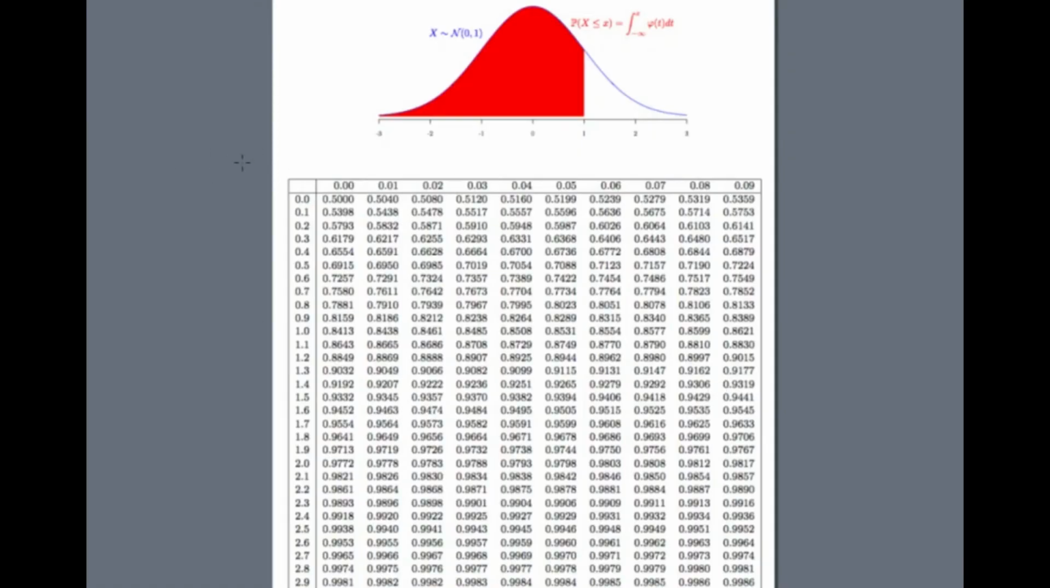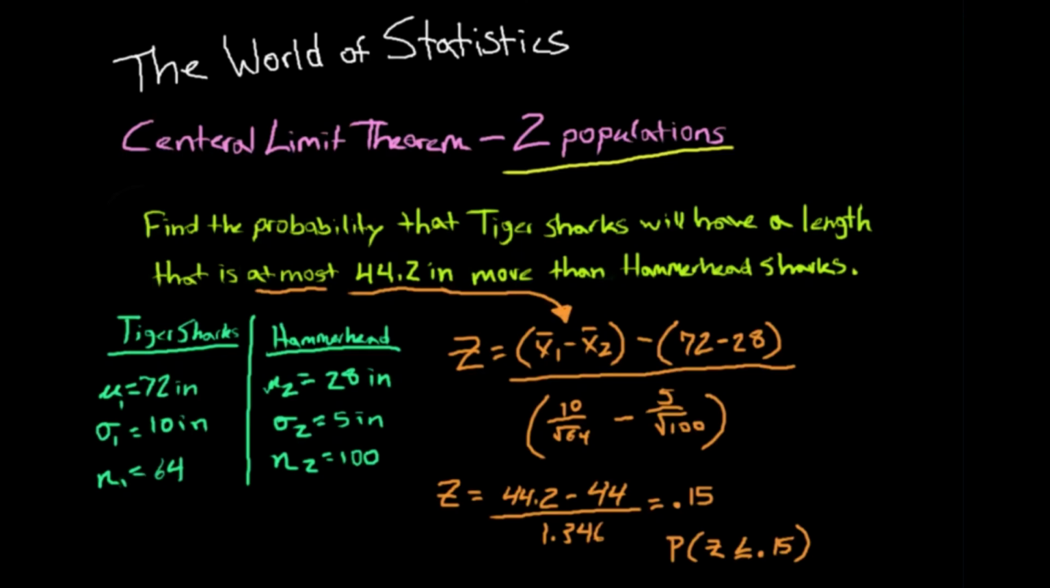Alright, so here we are at the positive side again of the standard normal table, and our value is equal to 0.15. So this number right here. So it's 0.5596. So the probability that a tiger shark will have a length that is at most 44.2 inches more than hammerhead sharks is 0.5596.